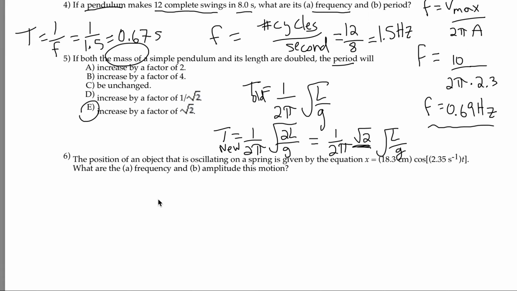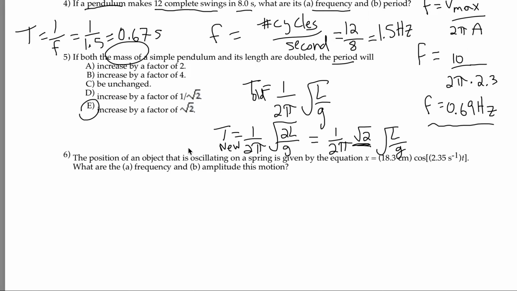Finally, let's take a look at the last question. We're given the position of an object that's oscillating on a spring, x equals 18.3 centimeters times cosine of 2.35 seconds to the negative 1 times time. Usually I leave out the units just so it doesn't look so confusing, but this is just a standard unit. Well, it's 1 unit for amplitude. You could also use meters for amplitude. And then this over here, seconds to the negative 1, is the same thing as hertz.